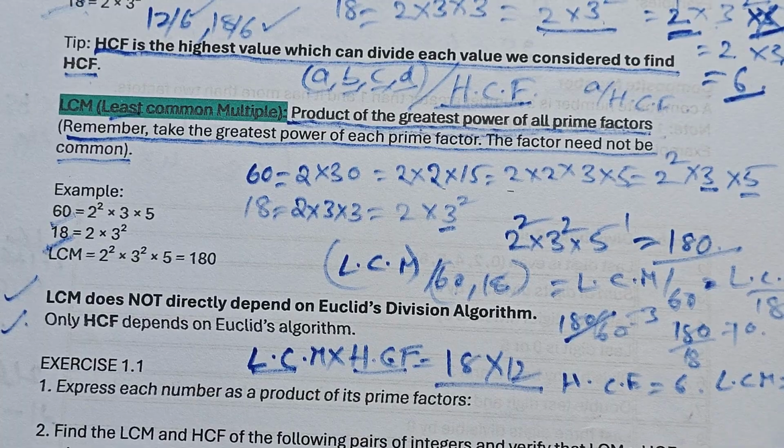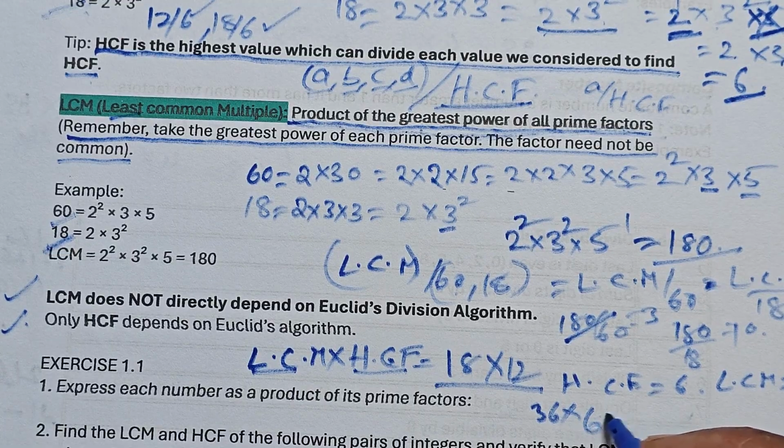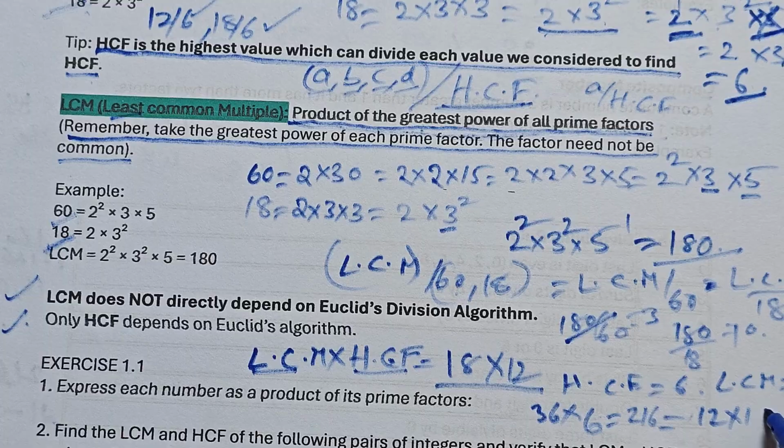So in this case LCM is 36 and HCF is 6. So this gives 216, which is equal to 12 into 18. Same? Of course, if you split 12 as 2 into 6, then 6 into 2 into 18 is again 6 into 36. That means you can be sure that LCM into HCF is always equal to 18 into 12.